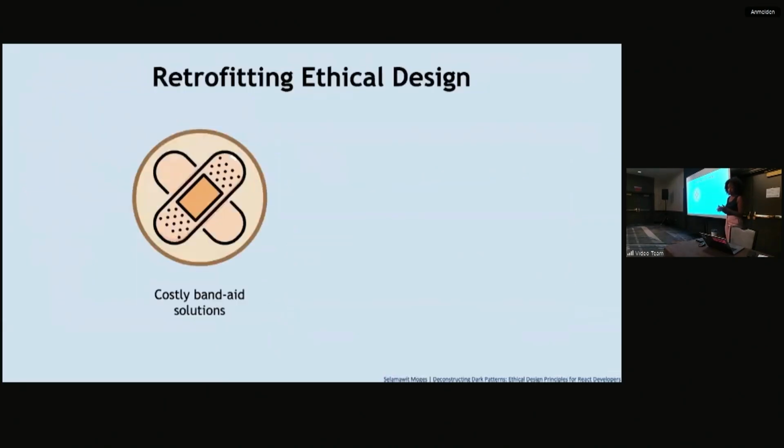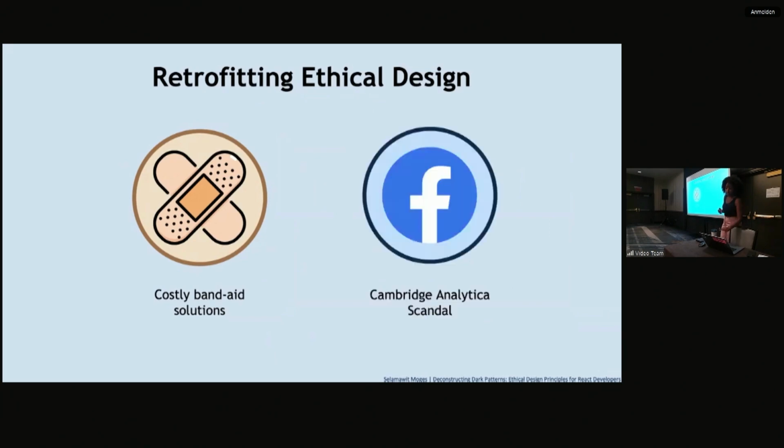And lastly, let's look at costly band-aid solutions. Now, retrofitting inclusivity can be a costly solution as opposed to embedding it in the product development pipeline itself. Now, let's take a look at the Cambridge Analytica scandal to use that as an example of this problem.